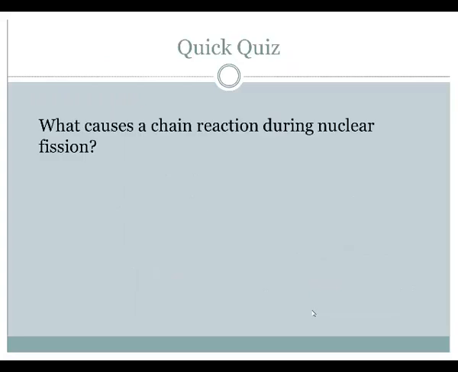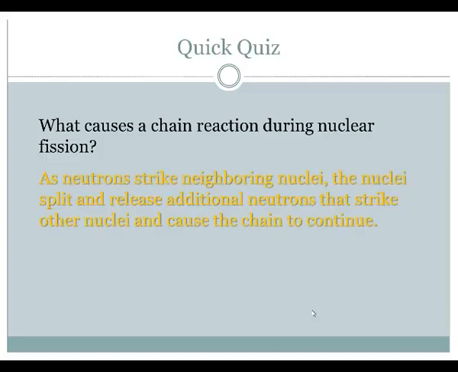So what is the cause of a chain reaction during nuclear fission? What sets off this reaction? Not just the atom, specifically a part of an atom. The neutron in the nucleus causes this reaction. As neutrons strike neighboring nuclei, the nuclei split and release additional neutrons that strike other nuclei and cause the chain to continue.